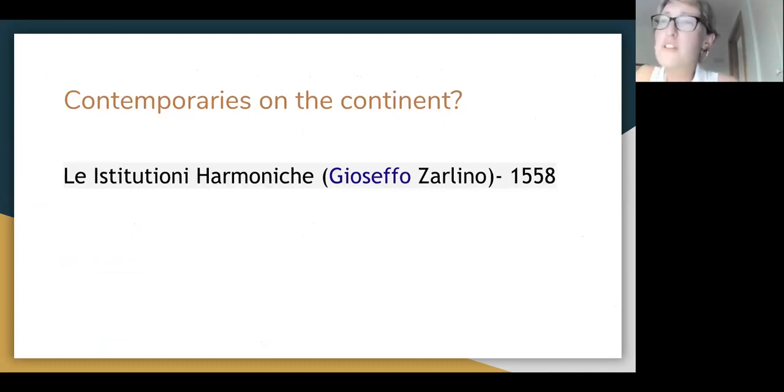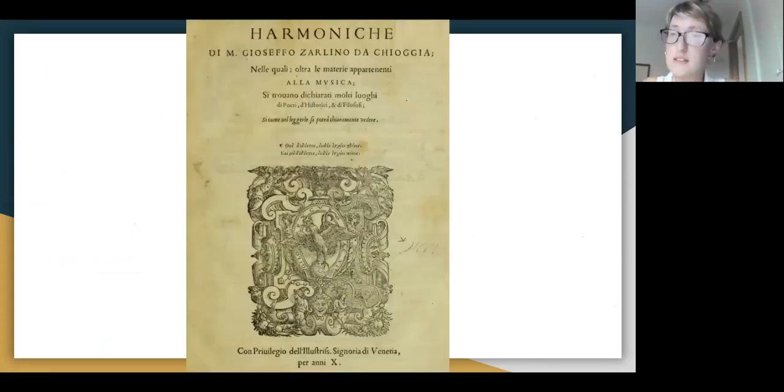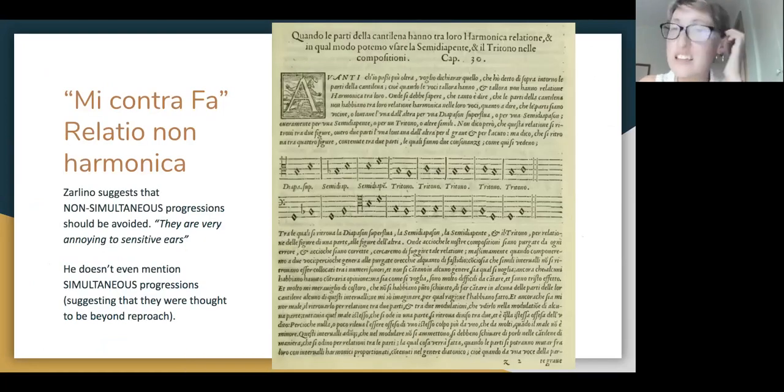If we're thinking about other contemporary theorists, there is this book, Le Istituzioni Armoniche, by Giuseppe Zarlino, written in 1558, which looks like this. So it's an Italian theorist. And in Italy, they called the same thing a mi contra fa. So contra meaning against, mi is E basically, and fa is F. So E against F. So imagine playing E against F on the piano. It's a kind of semitone clash. I kind of love that name, mi contra fa. Or a relatio non armonica.